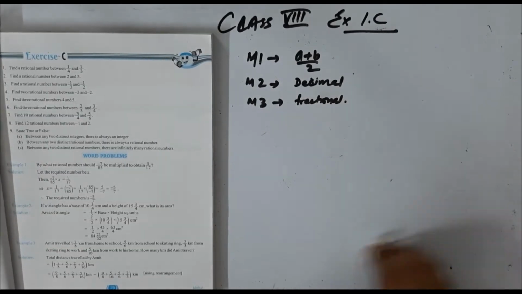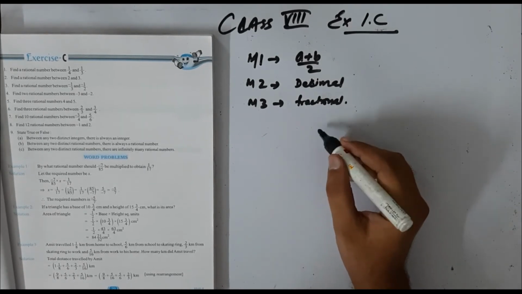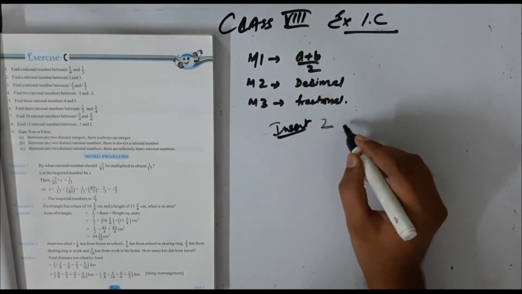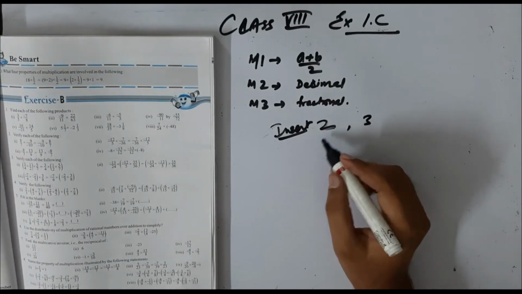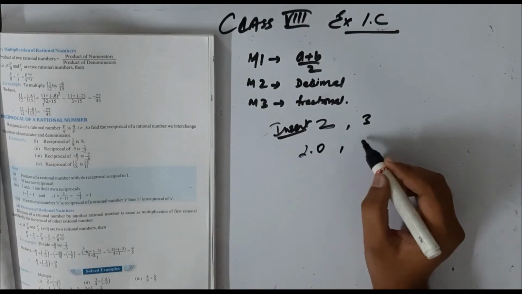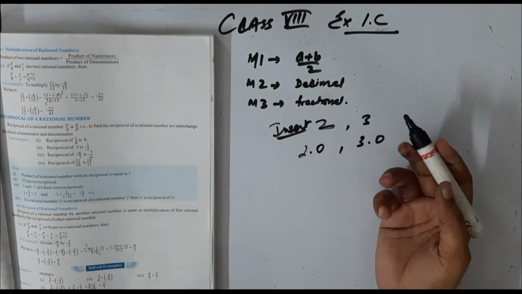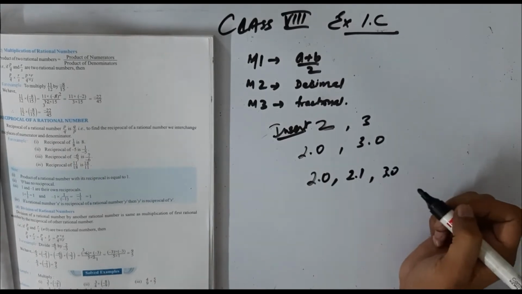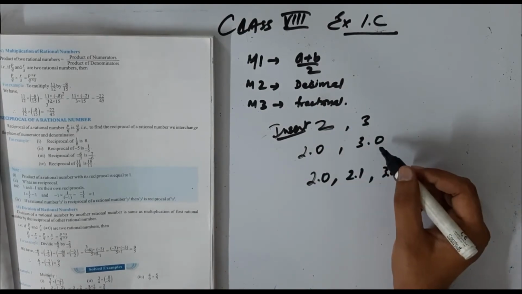So we have another method called the decimal method. What does it say? Suppose the same question: we have to insert a rational number between two given numbers, 2 and 3. What are we going to do? We are going to change these into decimals. So 2 can be written as 2.0 and 3 can be written as 3.0. Now you have to write how many? Suppose they are asking for 1, just 2.0, 2.1 and 3.0. So this is a number that is between 2 and 3.